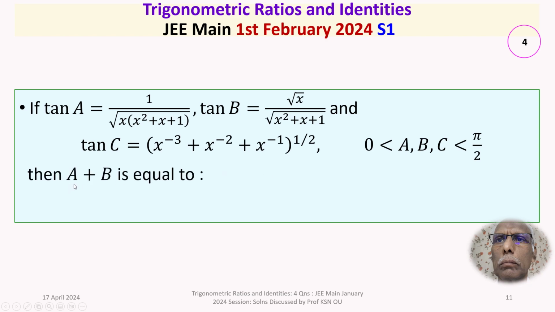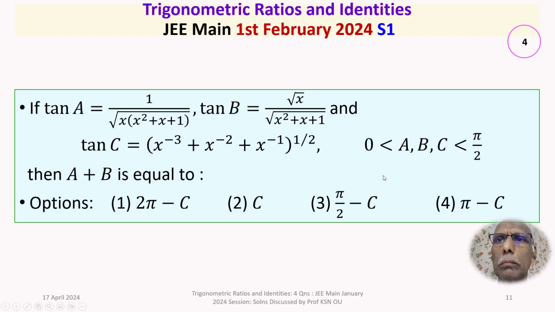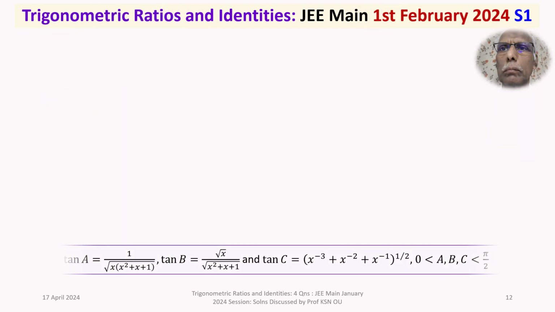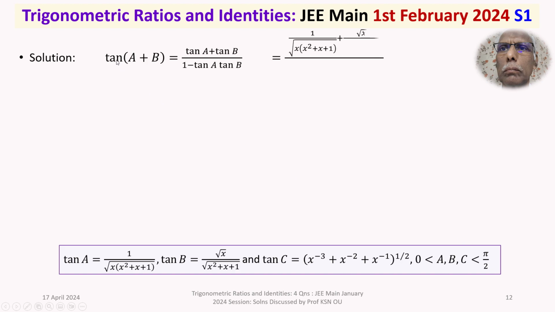Now then the question is, a plus b is equal to, we are given 4 options. Agreed. Let's now discuss the solution of the problem in detail. So for your ready reference, tan A, tan B, tan C values are given here. So we will compute now tan of A plus B.